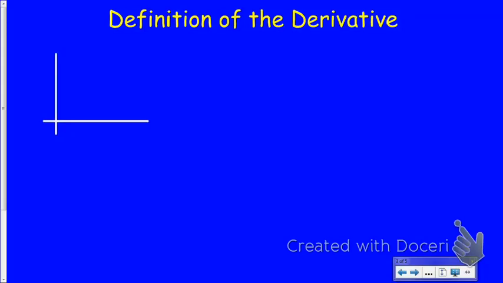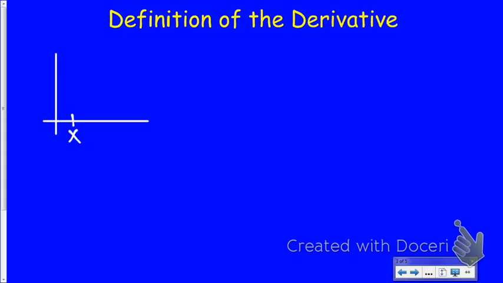Okay guys, so today we're going to look at what actually is a derivative. We talked about it a little bit yesterday, but we're going to get just a little bit farther into it today. We talked about how this tangent line would help us find the instantaneous rate of change. Well, the derivative is going to be the slope of that line.